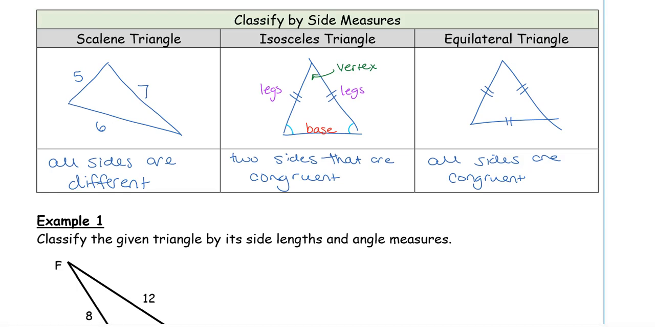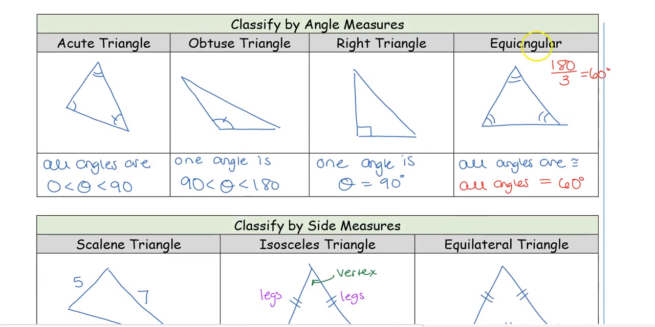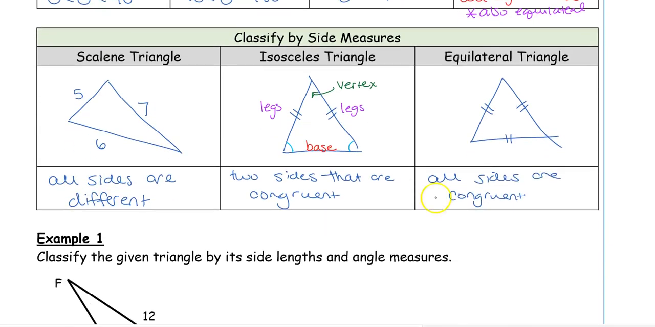Let's make a quick note here. Let's compare these two categories. If it's equiangular, it also has to be equilateral. These two pieces go hand in hand. It can't be equilateral without being equiangular, and it can't be equiangular without being equilateral. So if you have one, you have the other.